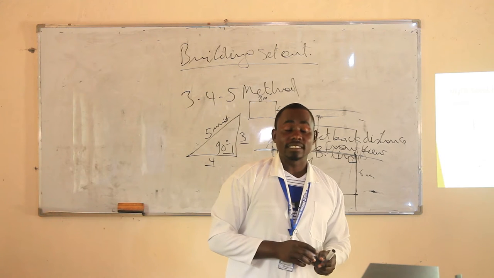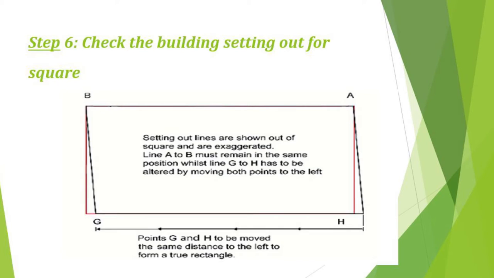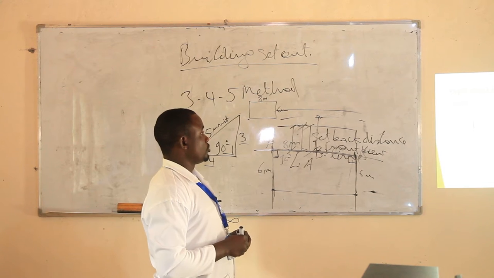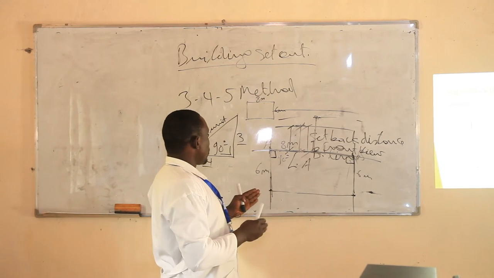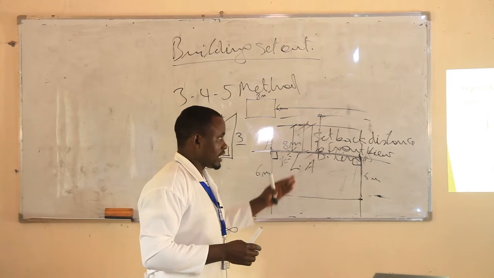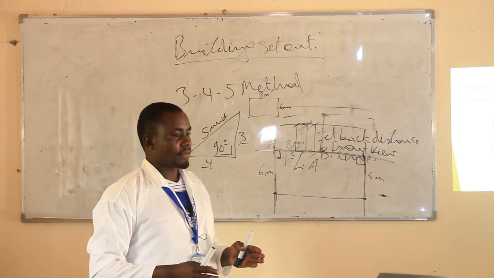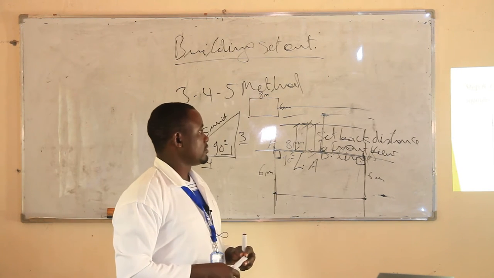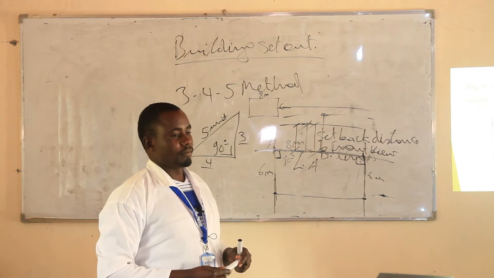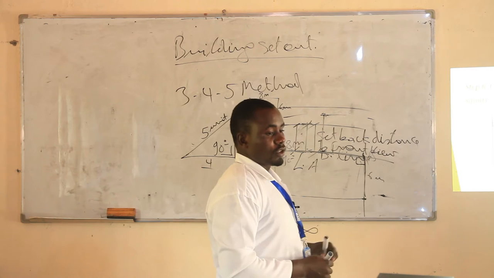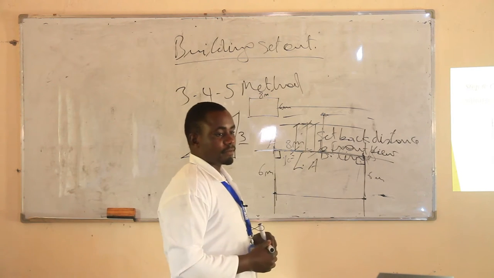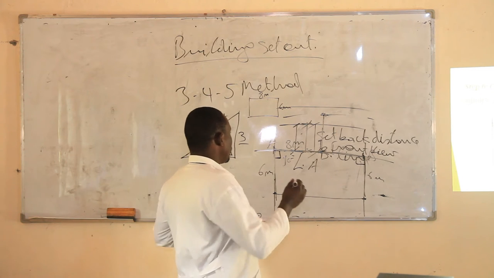You have now step 6, to check the building set out for the square. You see this is a rectangle, but does not have a right angle because you didn't use a good process for setting a right angle. Now you have to check the building setting out for the square because you can have a parallelogram shape instead of a rectangle shape. So you have to check the diagonal of your shape.